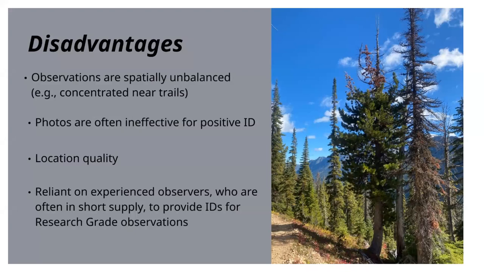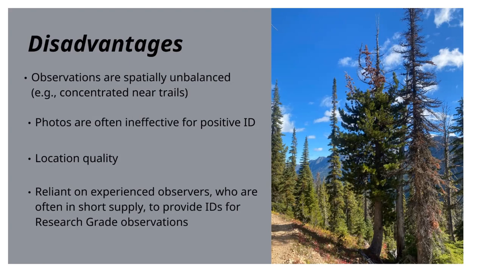Some disadvantages are that, as a scientist, I'm always looking for data to be statistically rigorous. And one of the elements of statistically rigorous data is to make sure that it's spatially balanced. Oftentimes citizen science data is not well balanced. It's actually unbalanced. It's concentrated near trails. In this case, this project is focused on data near the Pacific Crest Trail, which is fine, and that's the study design. But oftentimes there are other situations. I'll show you an example where data right near a trail doesn't help you extrapolate out to the broader landscape.